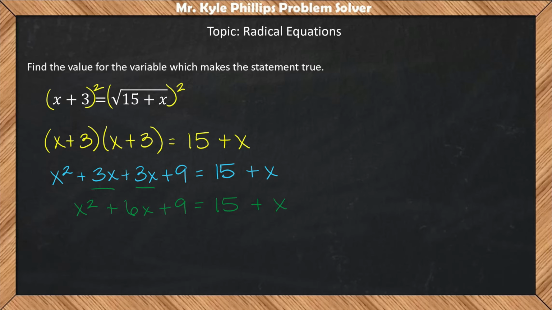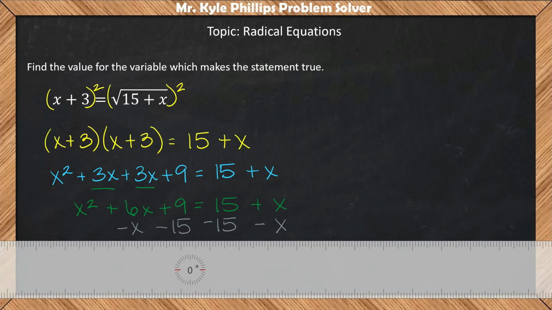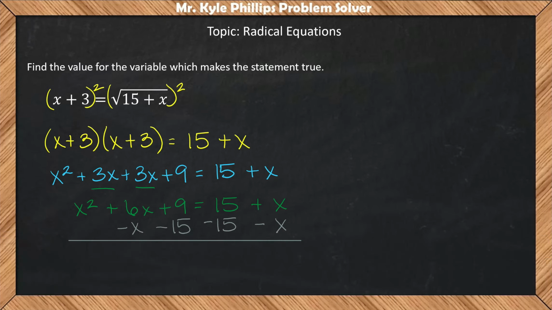Now what we'll try to do is move everything over to the left-hand side. So here we can subtract this 15 and we can subtract this x. So we'll subtract the x, subtract 15, and let's see what we end up with. So I have x squared plus 5x minus 6 equals 0.